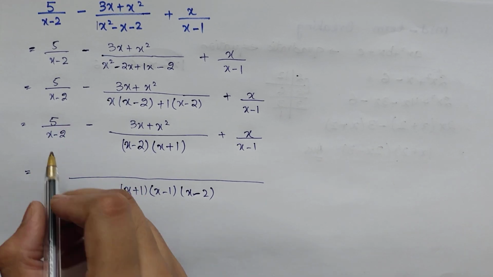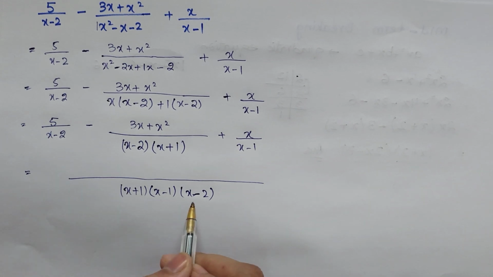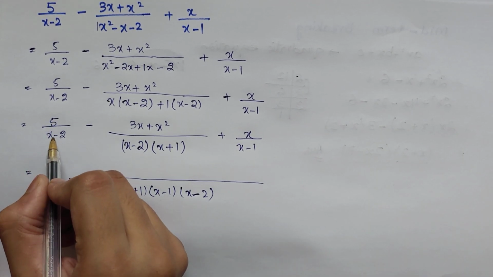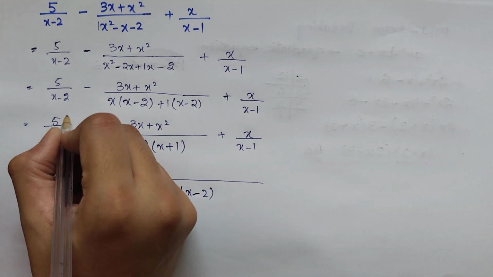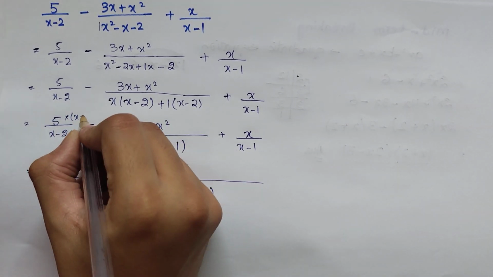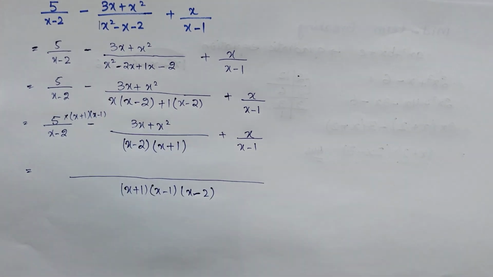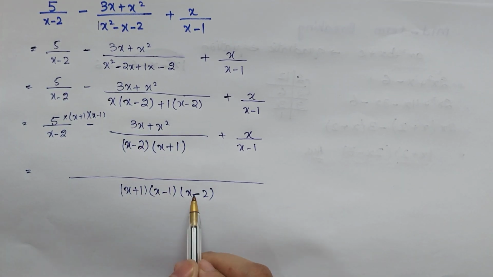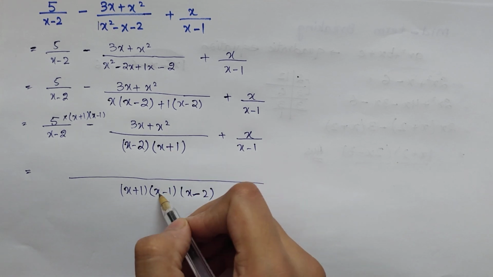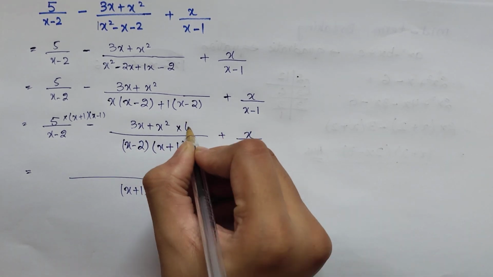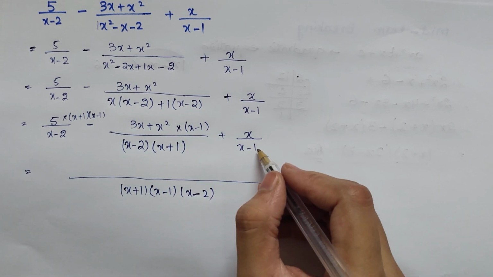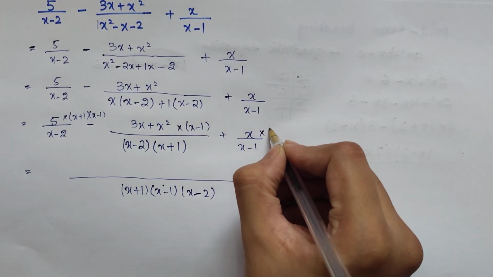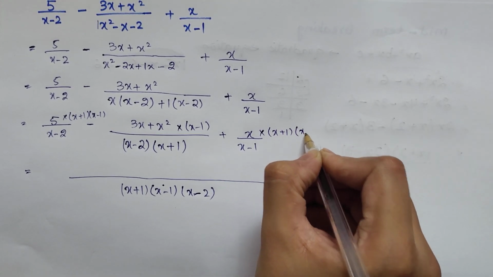In every term, you see the terms which are missing from below, and you have to multiply them with the number above. For example, in this term x minus 2 is present, but the other two terms, x plus 1 and x minus 1, are missing below. So I multiply 5 with x plus 1 and x minus 1. Next, in this term two terms are here, x minus 2 and x plus 1. Which term is missing? x minus 1 is missing, so it is multiplied by x minus 1. In the last term, this term is present and the other two terms are missing, so I am multiplying by x plus 1 into x minus 2.